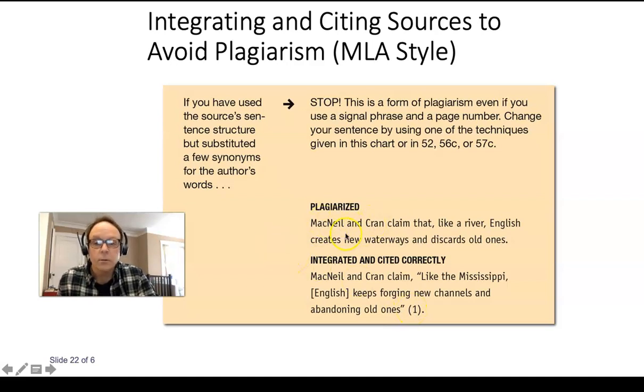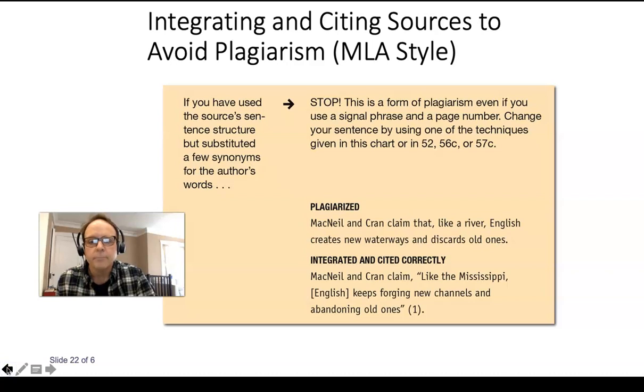Now, of course, the other real extreme way of plagiarizing is not even mentioning their name. So at least if you're mentioning their name, it's very easy to fix. But you do want to try to, if you just put in a few synonyms, it's still kind of plagiarism. All right, so that is the end.